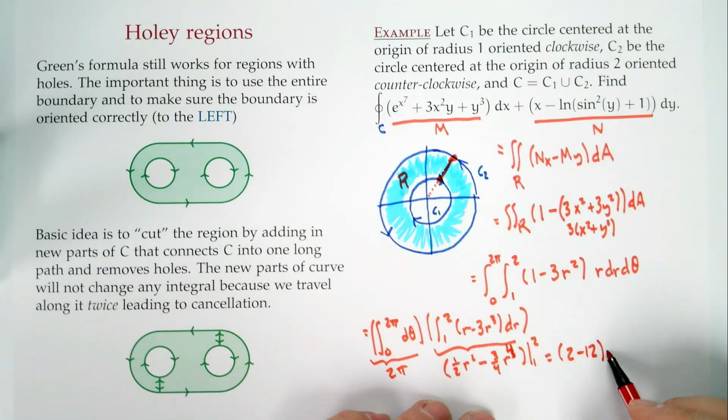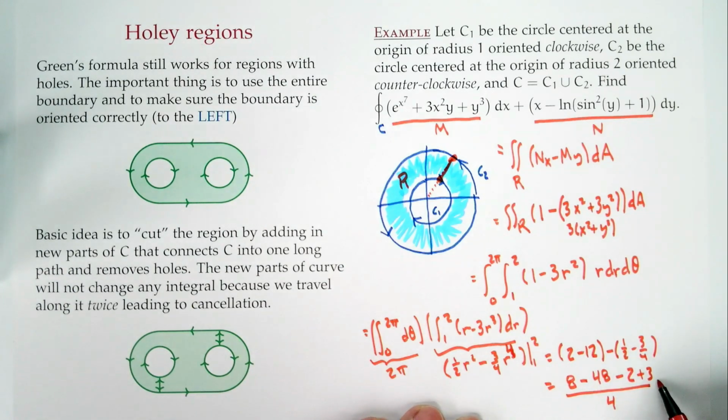All right. And then we're going to subtract 1/2 minus 3/4. Well, common denominator is 4. So this is going to become 8 minus 48, minus 2/4, and plus 3/4. So we get 8 minus 48. Well, that's negative 40. And then we have minus 2 plus 3. Well, that's plus 1. Negative 40 plus 1 would give us negative 39/4.